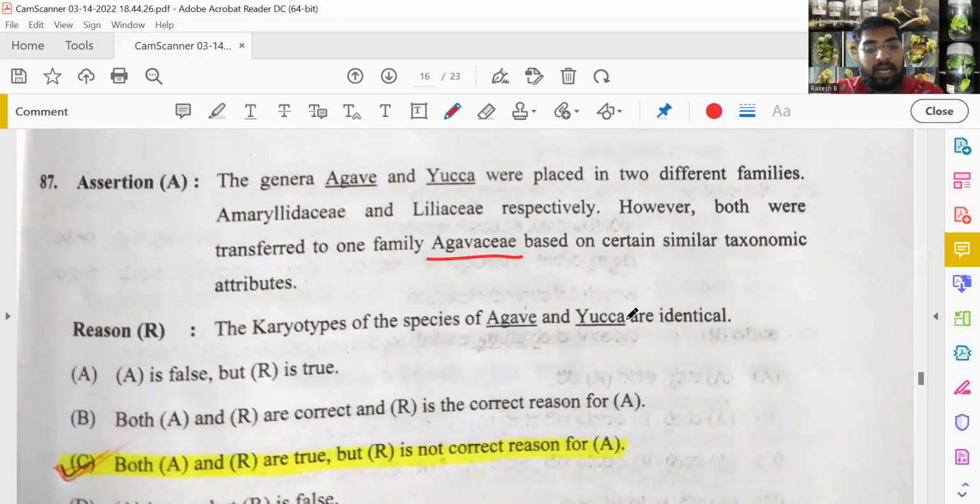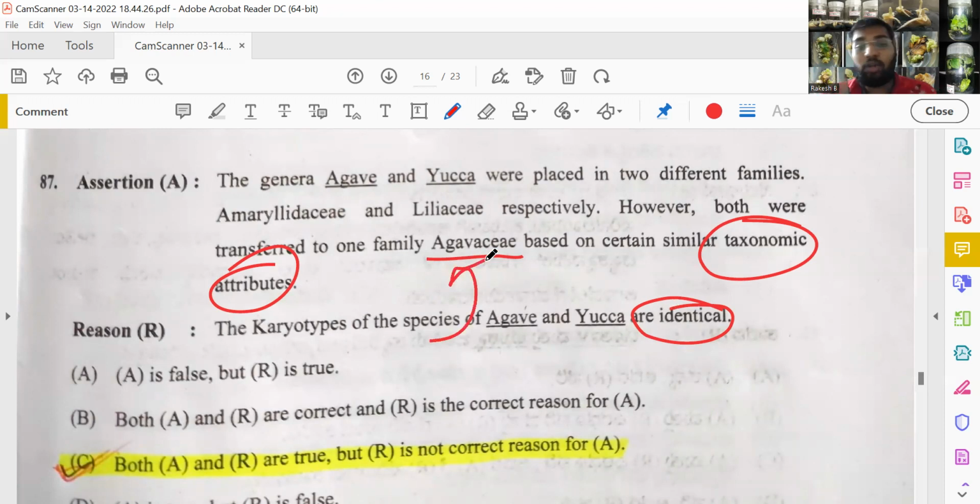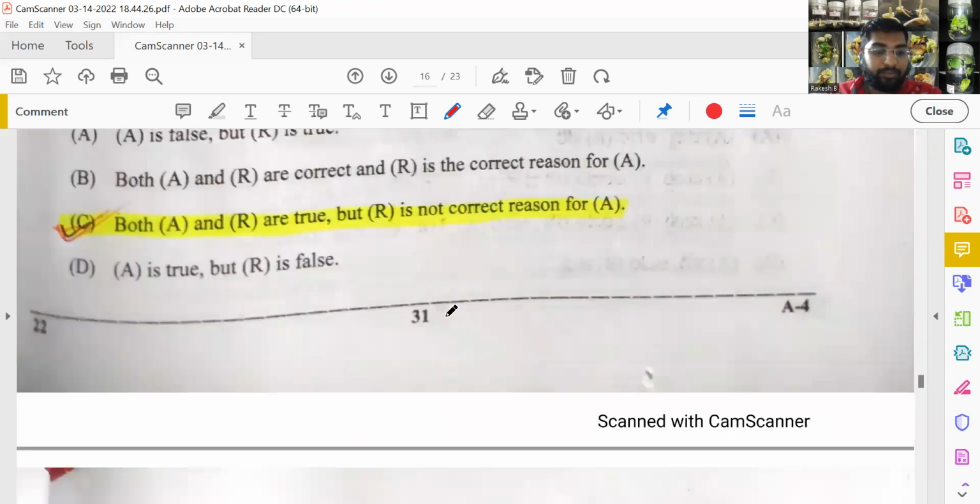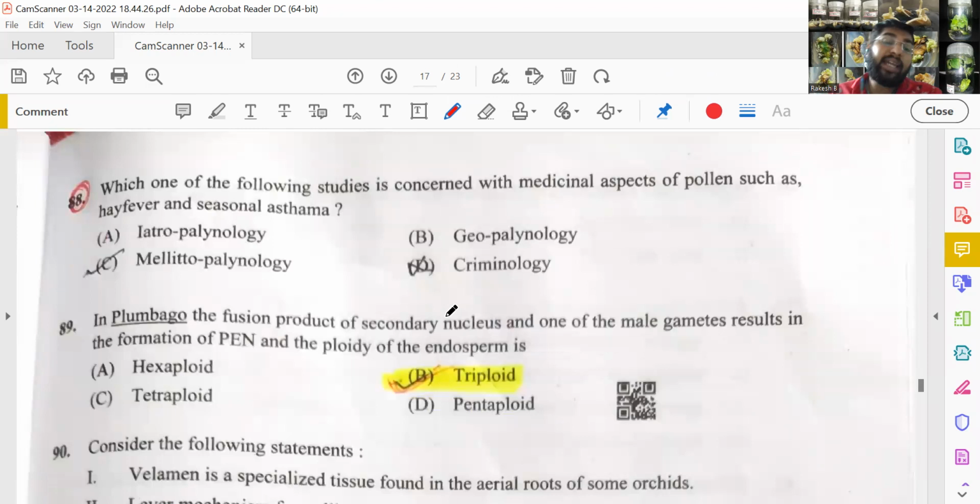So both A and R are true, but R is not the right explanation, because they only said there are certain taxonomical characters in common. This is not a taxonomical character. This is a cytological character. Taxonomy is based on morphological characters, not on cytological characters. So this is not the right explanation for the assertion. Both A and R are true. Again, the right option is not given over here.